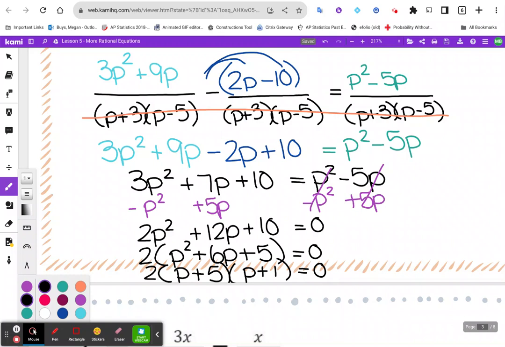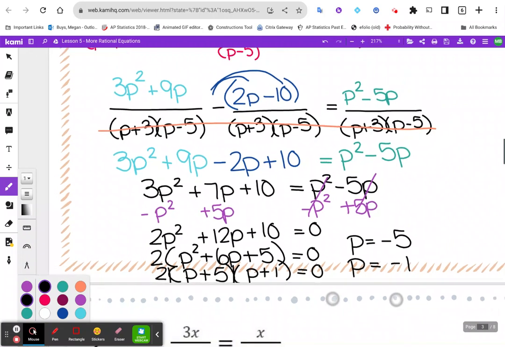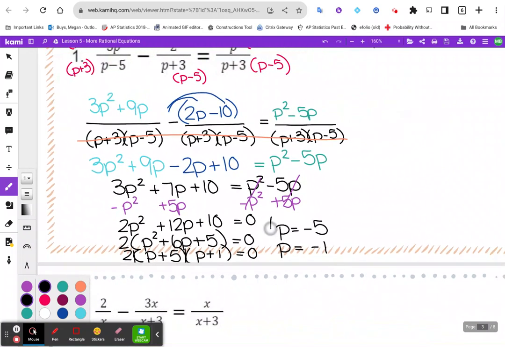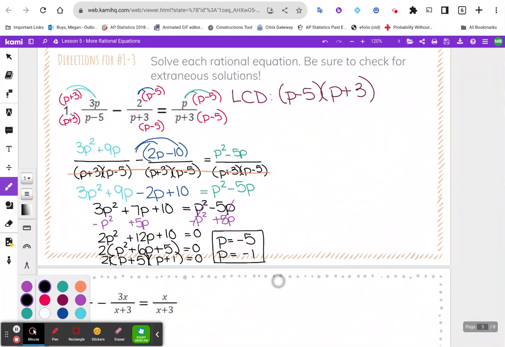My AM means 5 and 1 multiply to 5, and they add up to 6. And remember, now you're setting each of those factors equal to 0, but we know 2 cannot equal 0. So my two solutions for p are going to be p equals negative 5 and p equals negative 1. Now, remember, these are my solutions as of right now. You still need to do a quick check. With that quick check, I want to make sure I get no extraneous solutions.